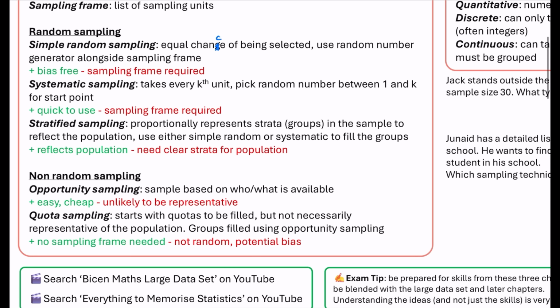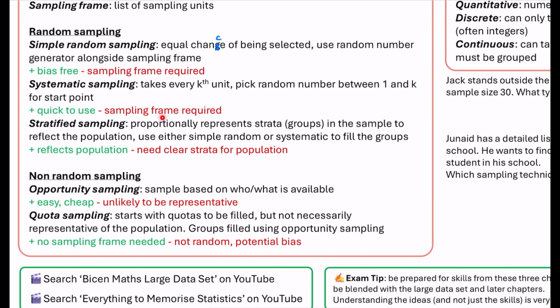Now, systematic sampling is slightly different to simple random sampling. It can often be a bit quicker to use as the advantage here. You take every kth pick, you pick a random number between 1 and k for a starting point. So, for example, if you were going to take k as 10, you'd take every 10th unit, you'd pick a random number between 1 and 10. Let's say you got 3, and then you would take that as your start point. So you would have 3, then 13th, then the 23rd, then the 33rd, etc., etc.